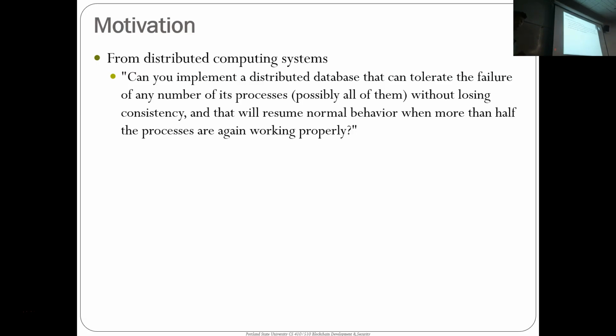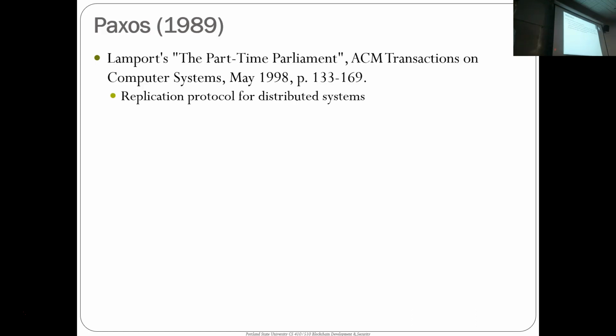So the motivation comes from a question, and this question is also from Lamport: can you implement a distributed database that can tolerate the failure of any number of its replicas without losing consistency? That's a big thing in databases. And will resume normal behavior when more than half of the replicas are again working properly. So this is the problem he formulates, because this is really important for distributed databases. If you want a globally consistent replicated database on the internet for whatever service you're producing, maybe it's a banking app, maybe it's a gaming app, you want this property.